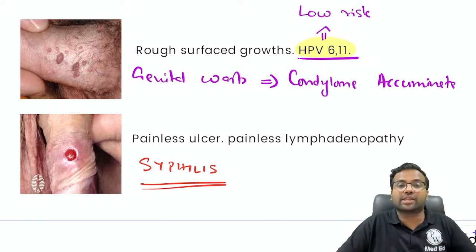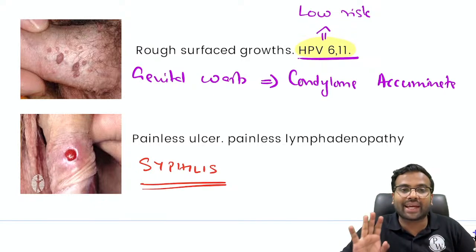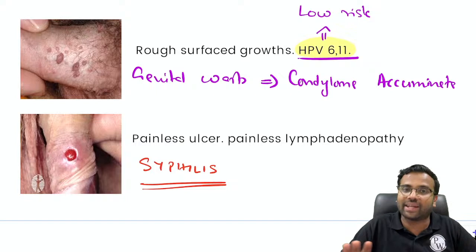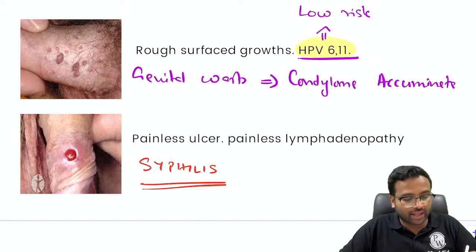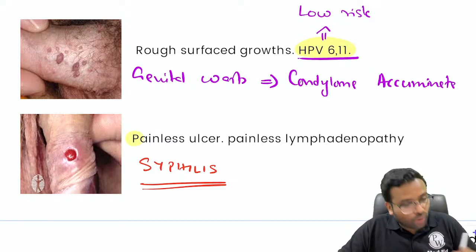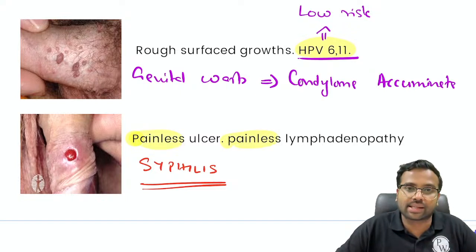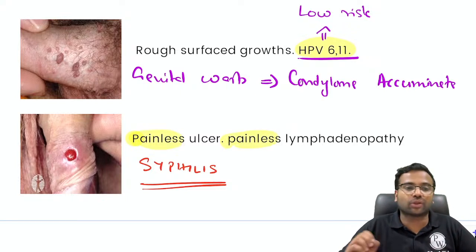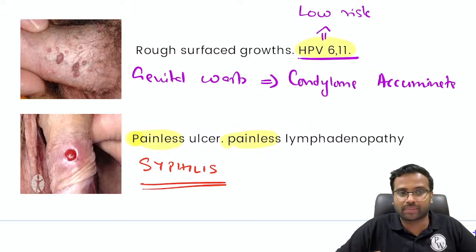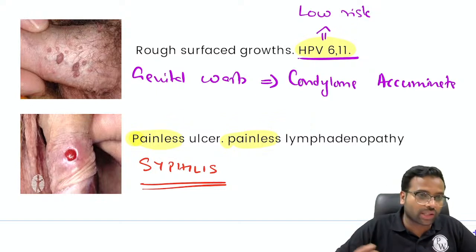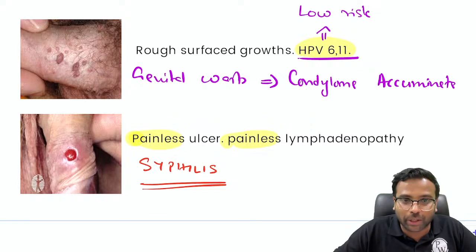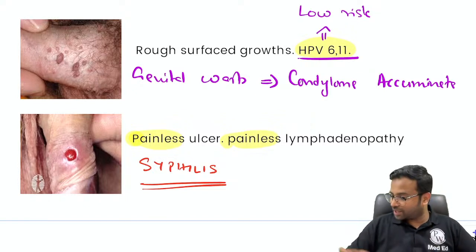Now, why is this syphilis? The S in syphilis is for silent disease, right? Because here the ulcer is painless and the lymphadenopathy is also painless. So there's no pain in the ulcer, there's no pain in the lymphadenopathy. This is seen in syphilis. In syphilis, what is the causative organism? Let's do some microbiology in between. Causative organism?